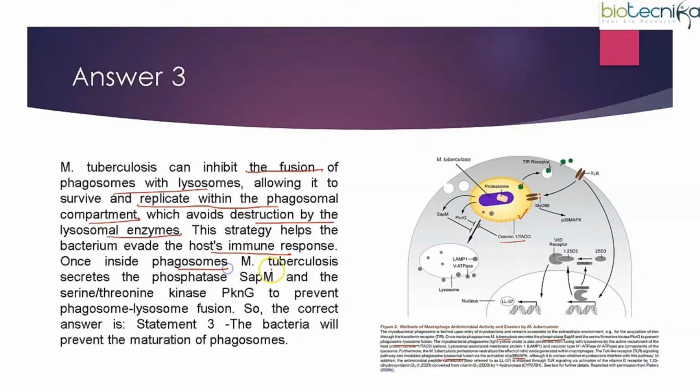Once inside phagosomes, Mycobacterium tuberculosis secretes the enzymes and the kinase that prevent the phagosome-lysosome fusion. So this is the exact step of what happens. It secretes enzymes, the phosphatases. So the correct answer is option 3, where the bacteria will prevent the maturation of the phagosome. The phagosome cannot form the phagolysosome, so fusion of phagosomes with lysosomes gets inhibited here. So the right answer is option 3. Next question.